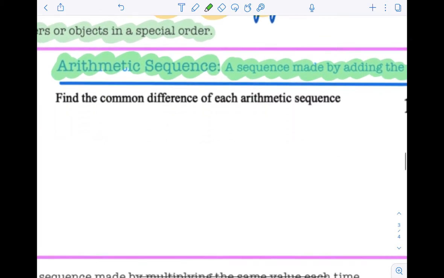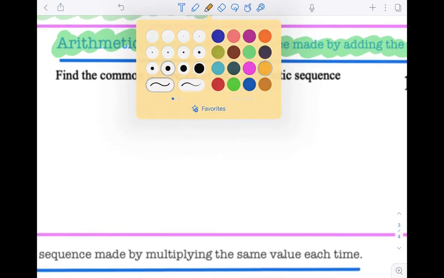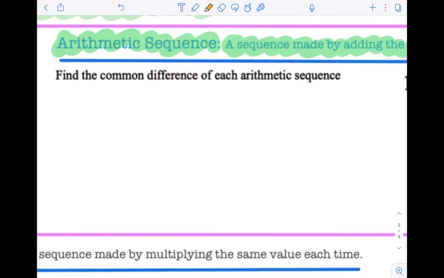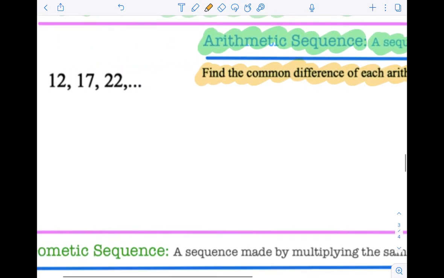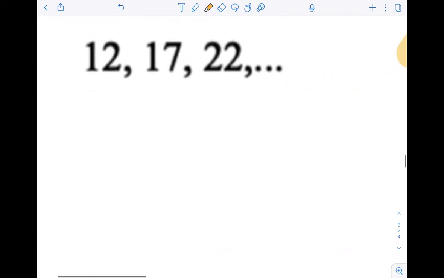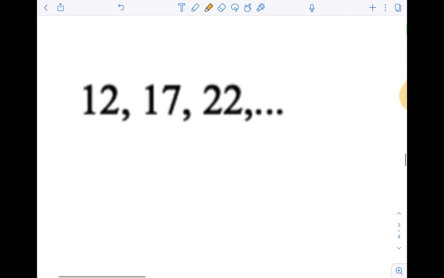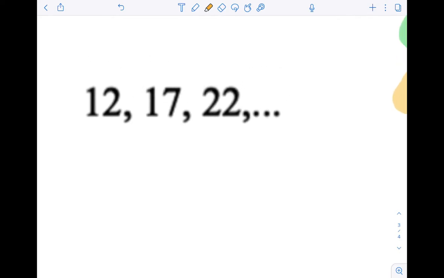So let us take a look at our instructions on how to do this arithmetic sequence. The instructions say, find the common difference of each arithmetic sequence. So we're going to find how much you add every single time to get to the next number. On this one, we have 12, 17, 22, dot, dot, dot. This list goes forever. So we want to know what number we need to add to get to the next number.